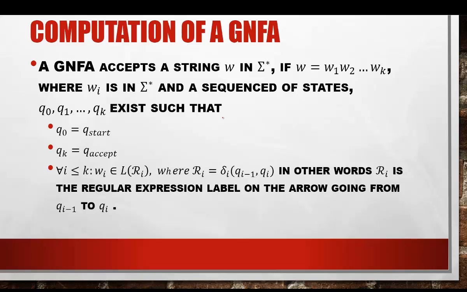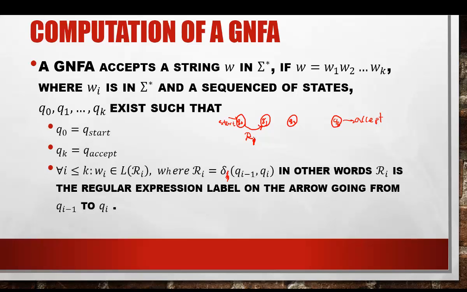In fact, we don't even need a sub i here. So what this means is that if I find a sequence of states in my machine, Q sub 0, Q sub 1, Q sub 2, all the way to Q sub k, where the last one is the accept state and the first one is the start state. So if I start from the start state, and look at the transition between each successive pair of states, this will be my R sub 1, for example.